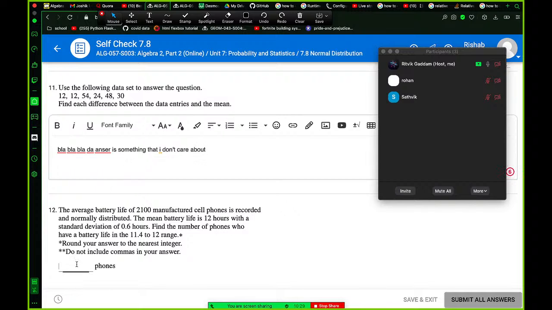Okay, perfect. The average battery life of a 2100 manufactured cell phone is recorded and normally distributed. The mean battery life is 12 hours with a standard deviation of 0.6 hours. Find the number of phones that have a battery life in the 11.4 to 12 range. So I want Satvik to do this one. Okay. So Satvik, can you do this one?